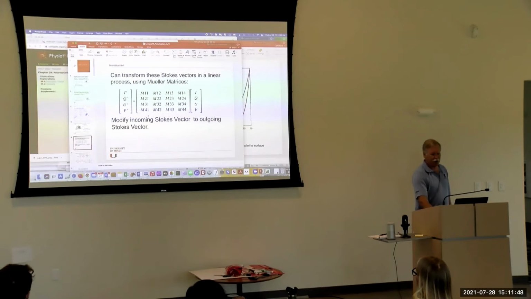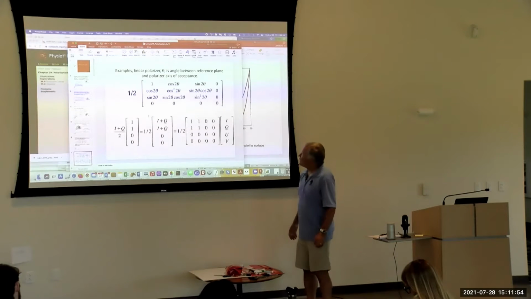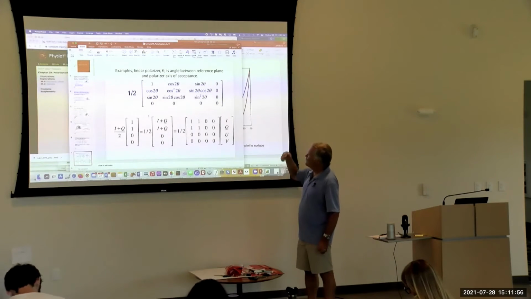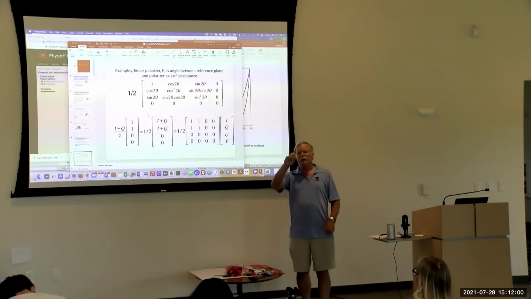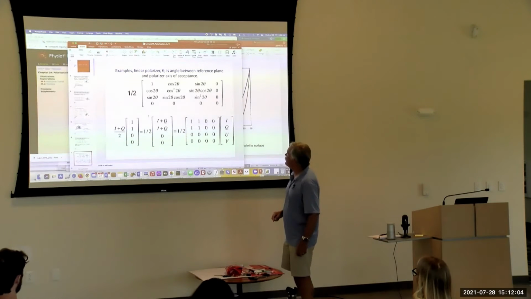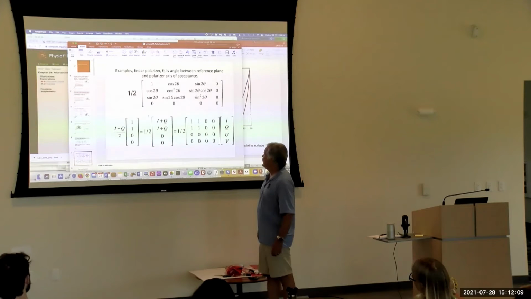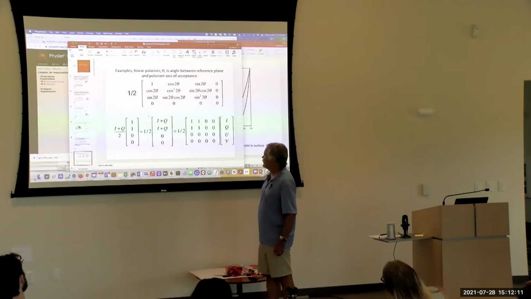So if you know the Mueller matrix, you know everything about the scattering process, effectively. Example Mueller matrix: this is for a linear polarizer, where theta is an arbitrary angle of the polarizer relative to some reference. And so that's in general what it is.